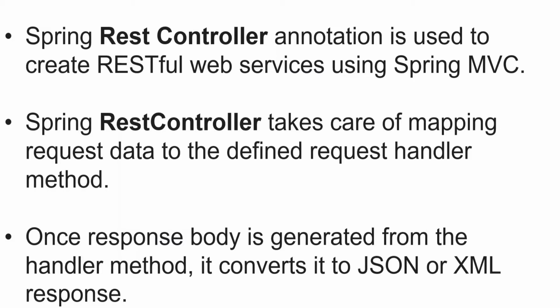How the mapping is done between the request data and the defined request handler method, all of this is taken care of by the REST controller. Once the response body is generated from the handler method, the REST controller internally converts it into a JSON or XML response. For now we are going to mostly see the data in JSON format, because the purpose of a REST API is to be lightweight, right?